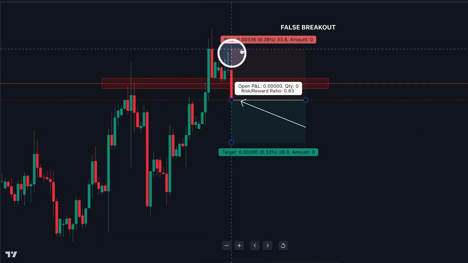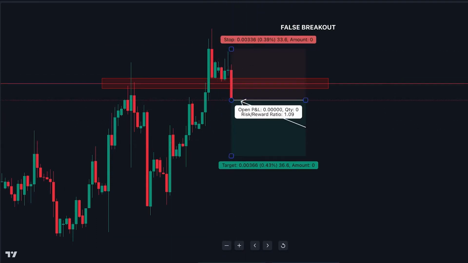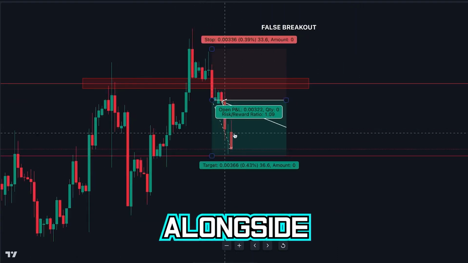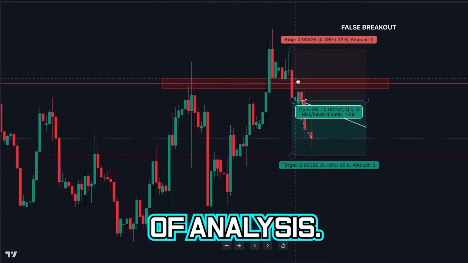The main thing to remember here to identify this pattern is that the engulfing pattern closes in the opposite direction and is much bigger than the previous candles. Always use these patterns alongside signals or other forms of analysis.